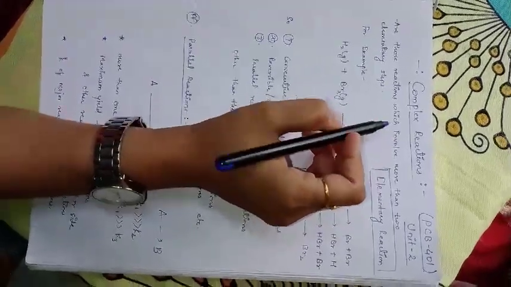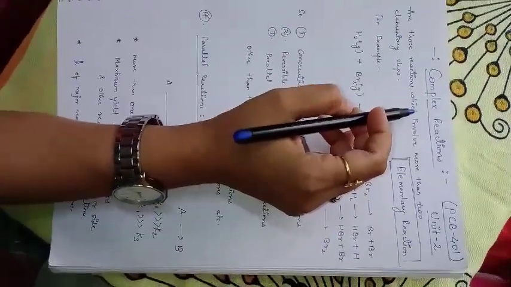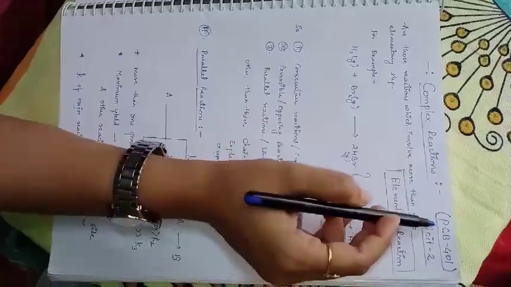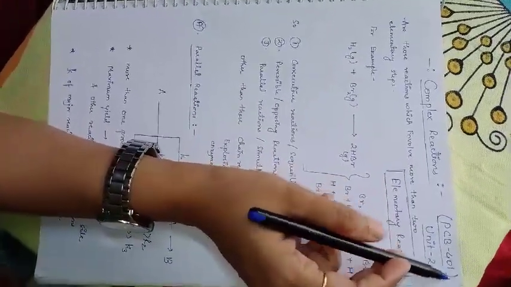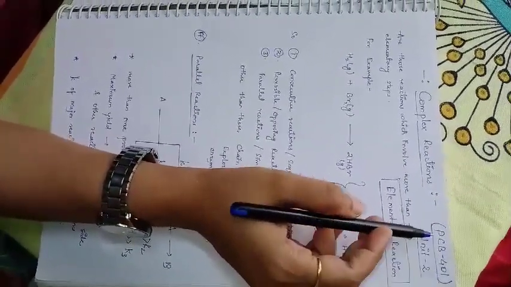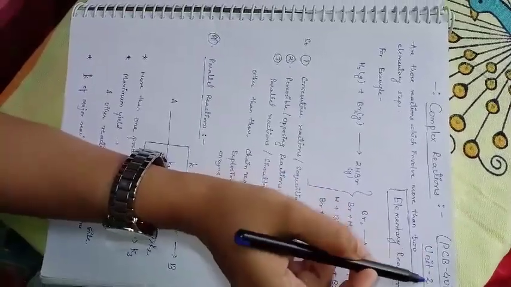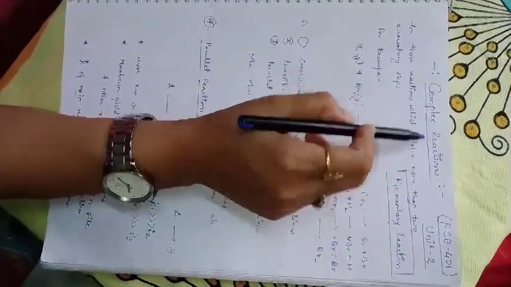Good afternoon, students. I have already taught you your first unit from physical chemical kinetics. That code is PCB 401. So now I'm going to start your unit 2, which is of complex reactions.